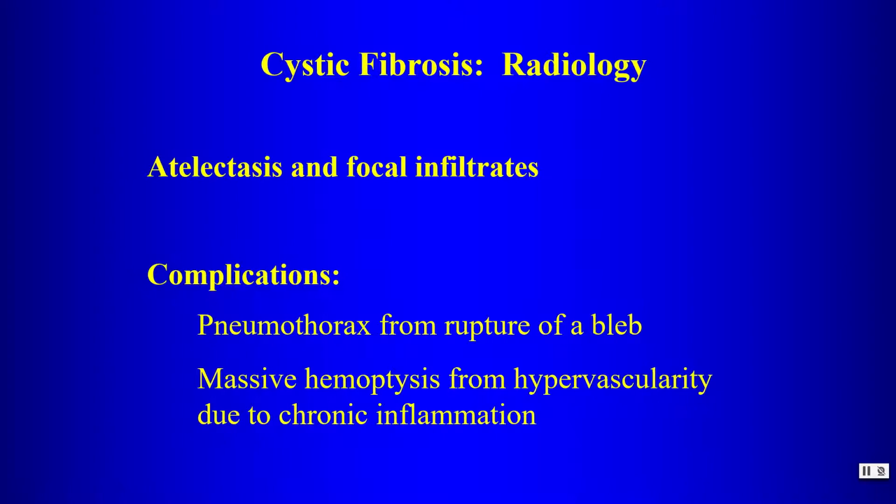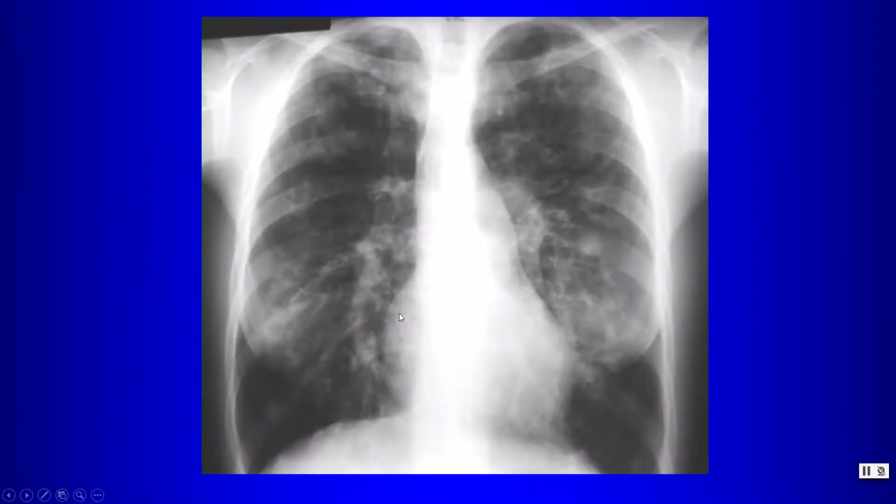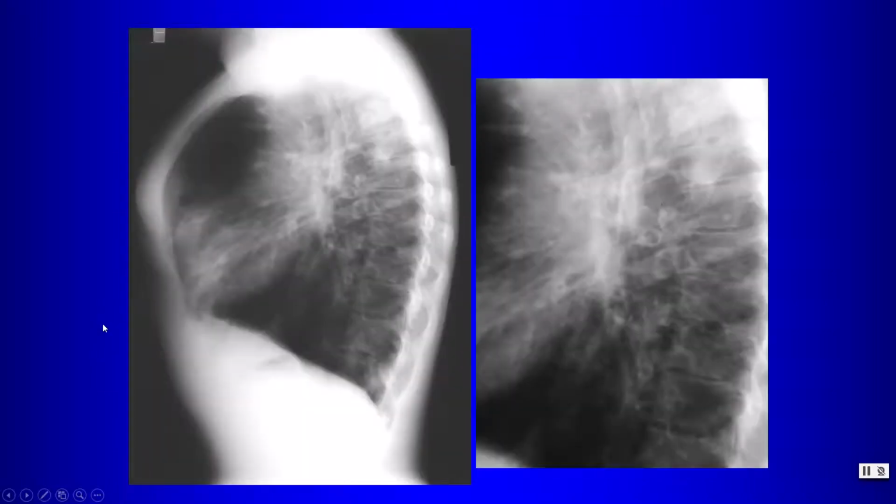So these patients can have atelectasis, consolidations. You can have complications from pneumothorax from rupture of a bleb, or massive hemoptysis from hypervascularity due to chronic inflammation. So if we have a young patient with these very dirty looking lungs, mid to upper lung distribution of disease, you can see these cystic and tubular shadows representing bronchiectatic airways, hyperinflation. There are increased lung volumes from air trapping.